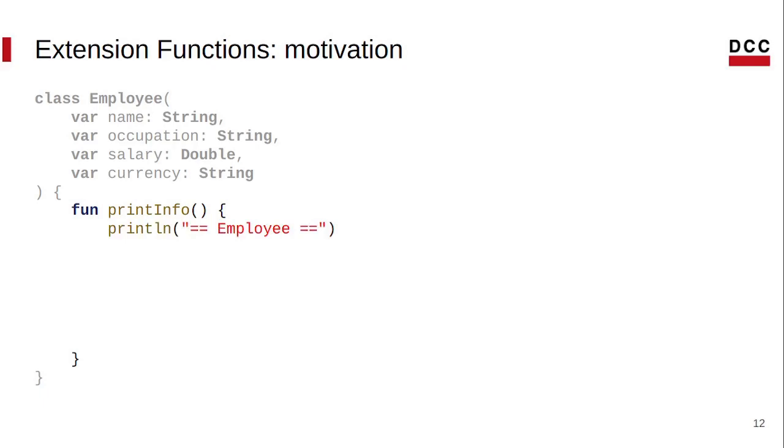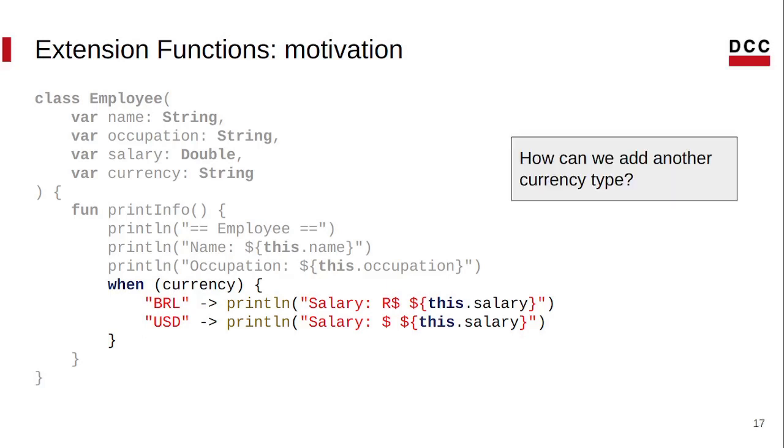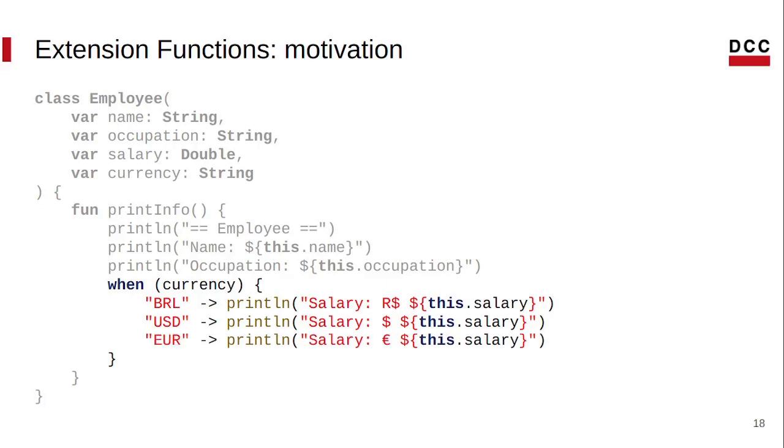First, we can print the title of our output and the name of our employee, the occupation, and finally the salary. Notice that we need to check which currency the employee uses in order to select the appropriate currency symbol. Here we have only two options: BRL for Brazilian real or USD for US dollars. How can you add another currency type? We can add another statement in the when block, or many other statements depending on the number of currencies that we want to handle.